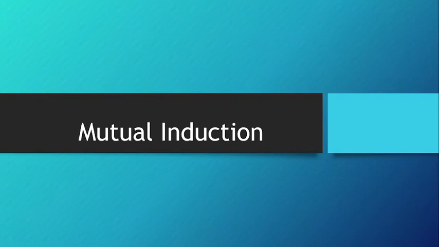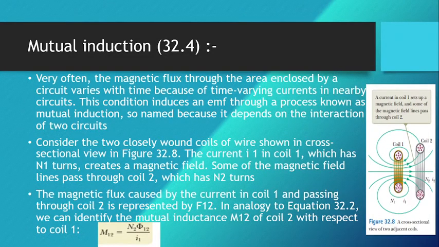Mutual induction is one of the applications of Faraday's law. Faraday's law says that induced EMF equals negative N delta phi over delta t. N is the number of turns of the coil, and delta phi over delta t is the magnetic flux change. And it was done by a magnet and a coil, but here it happens between two coils.